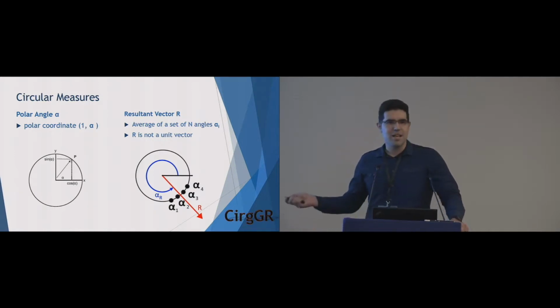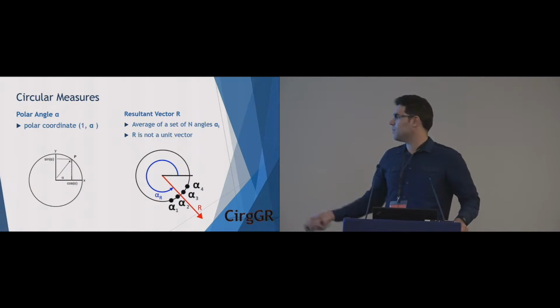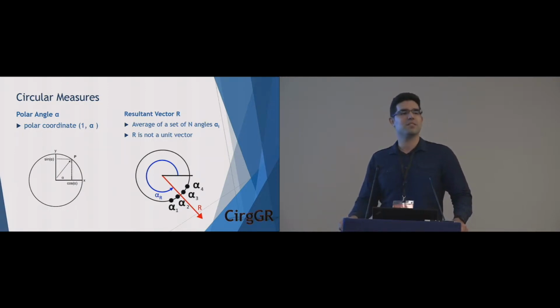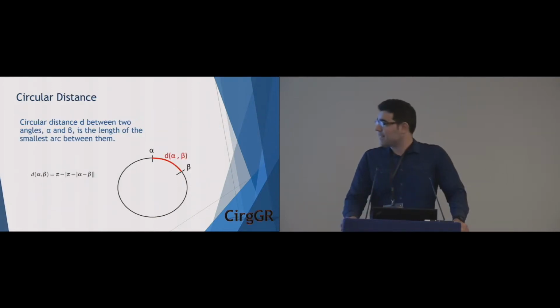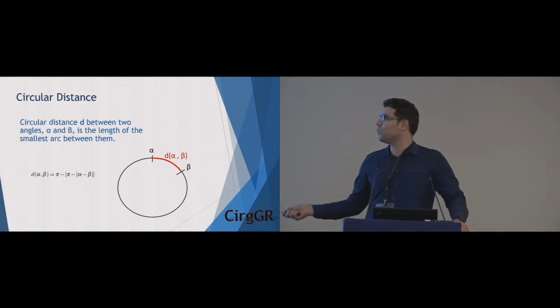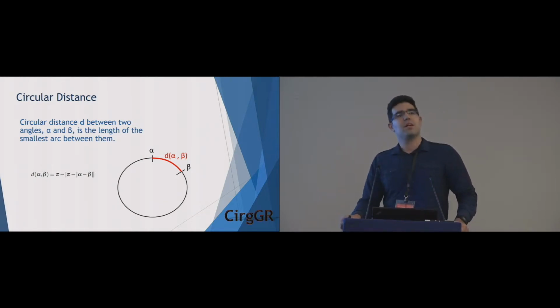So this represents an average of polar angles, and it's usually calculated by the sum of the sines and cosines. These are very, very simple calculations, which is part of the reason why CircGR is as quick as it is. And the last metric that we really use is the circular distance. Circular distance is just the length of the arc between two particular angles. And again, very simple calculation, and whenever I refer to the notion as a circular distance, I'm talking about this.